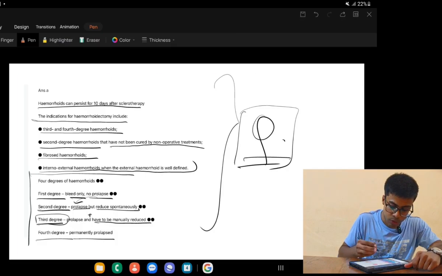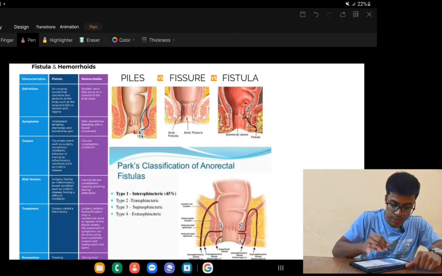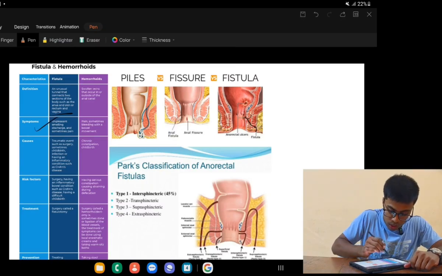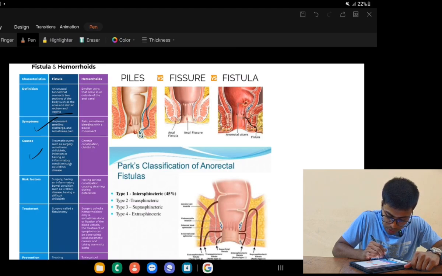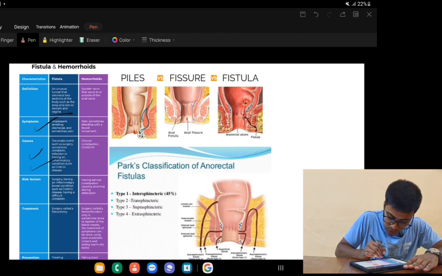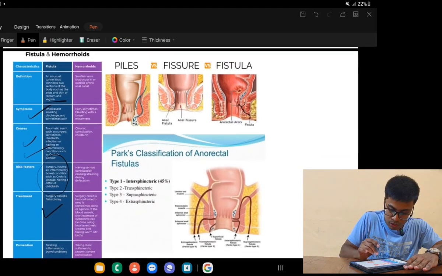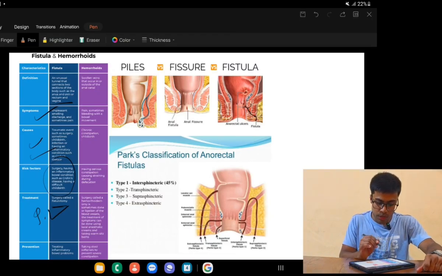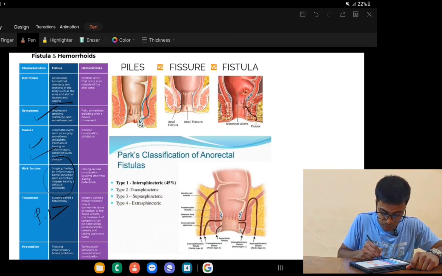And let's see a few differences between hemorrhoid and fistula. Fistula is an unusual tunnel that connects two sections of the body such as anus and skin, and rectum and vagina. Symptoms are unpleasant smelling discharge and sometimes pain. Causes are traumatic events such as surgery, sometimes childbirth, infection, or an inflammatory condition such as Crohn's disease. Risk factors are Crohn's disease again and difficult childbirth. Surgery is fistulectomy. The name of the surgery can be asked: fistulectomy.